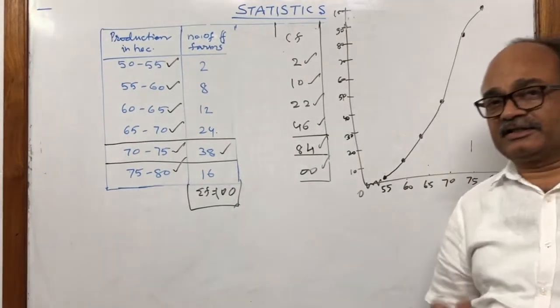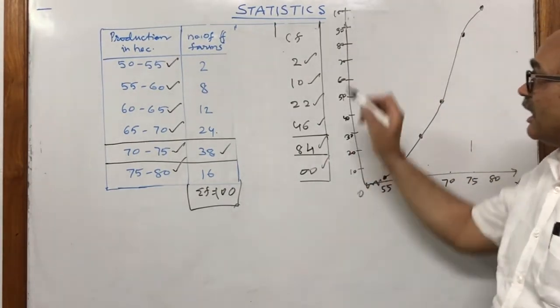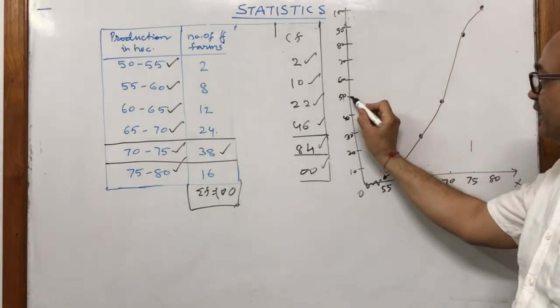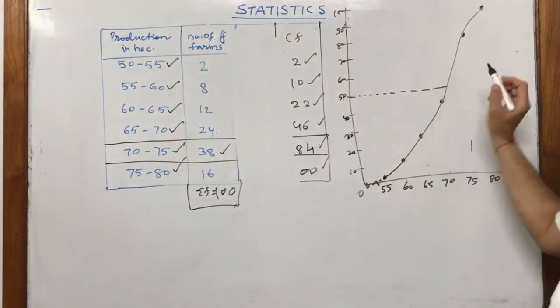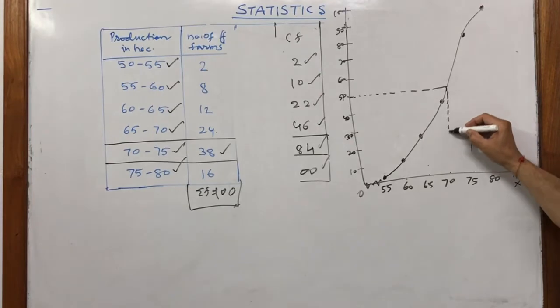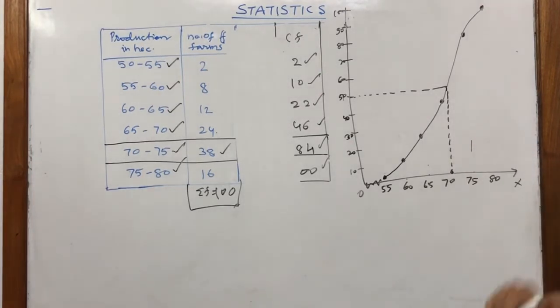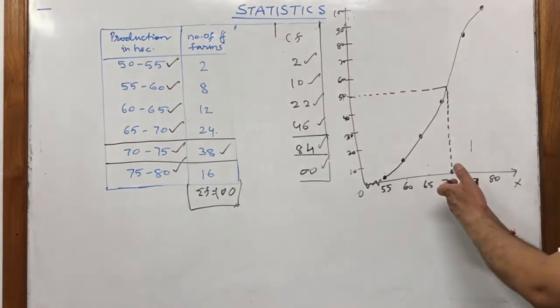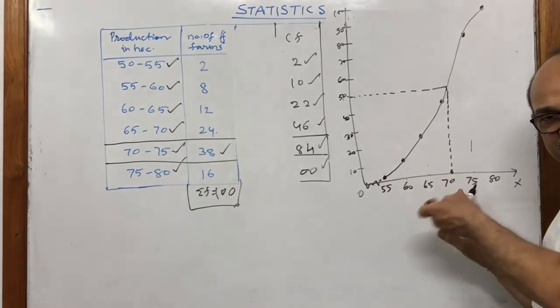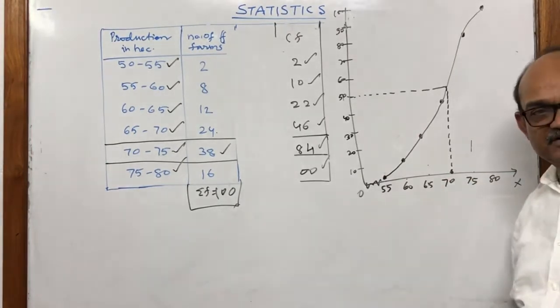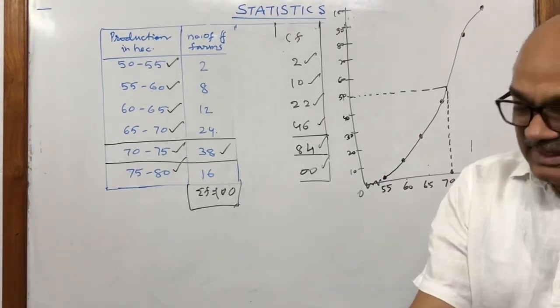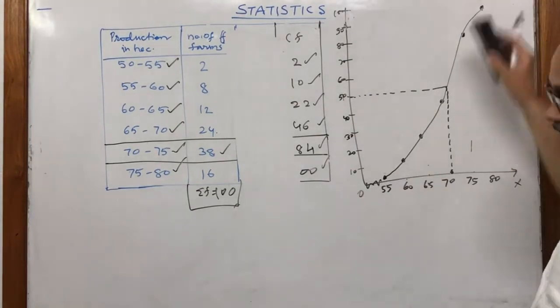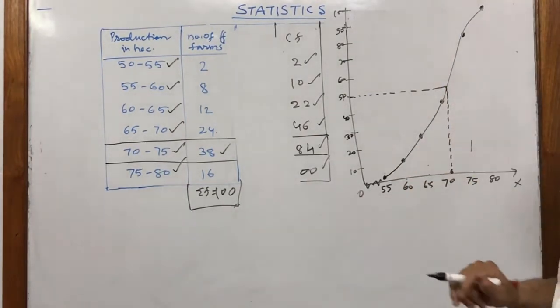If you want to calculate the median from this curve, then half of 100 is 50. Draw a line parallel to x-axis and then parallel to y-axis. That number is median. So approximately 70, 71. It means our calculation work was correct. The next is the last one, more than OGIVE. Suppose we want to draw on the same one.